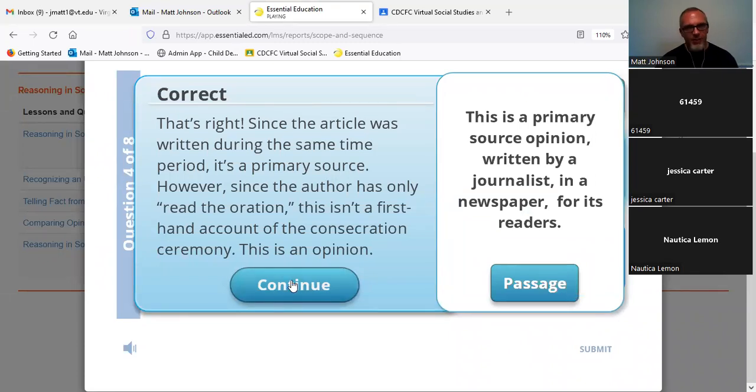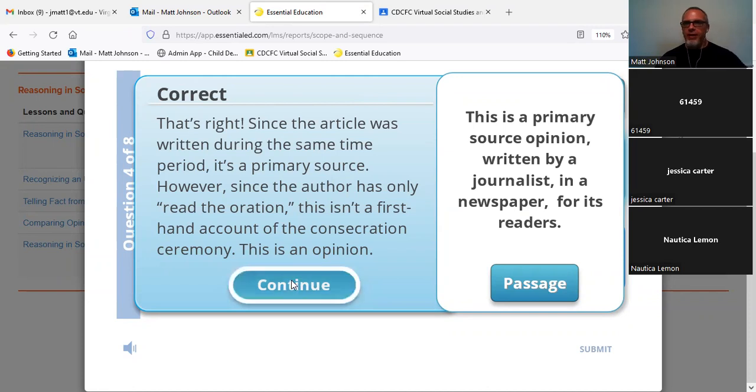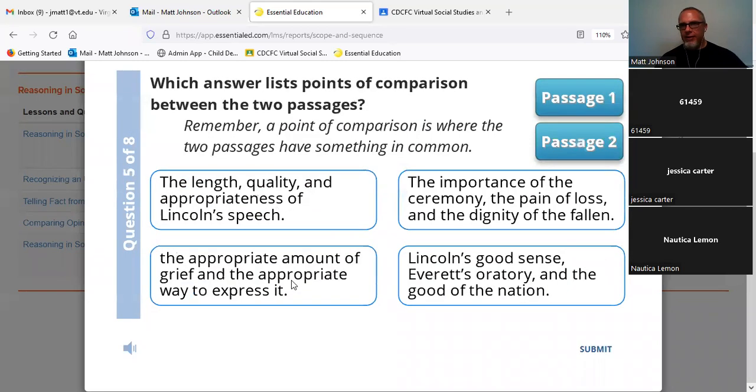So in the same time period, but that's where you have to be kind of cautionary in evaluating things. Even though it's a primary source because it happened in that time period, it's basically written after the fact. Within days, obviously, but they weren't actually writing that while they were listening to the Gettysburg Address.